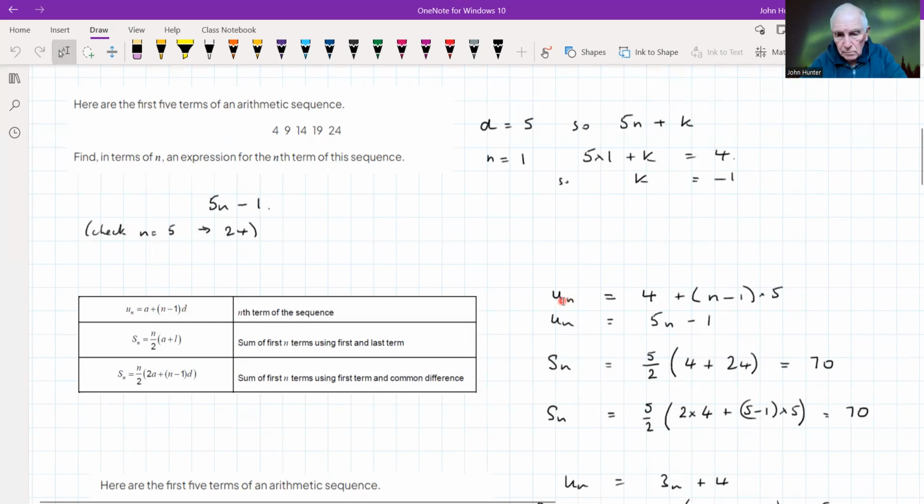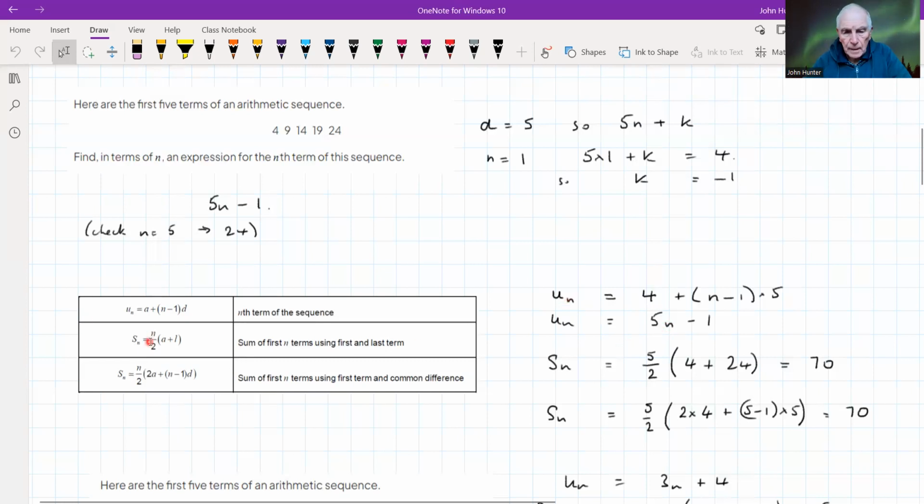So what would happen if we're looking for the nth term? un equals 4, that's the first term, plus n minus 1 times 5. So when you work that through, that's going to be equal to 5n minus 1, which is good, because that's exactly what we got using our other method. All right, so that's a way of doing it.